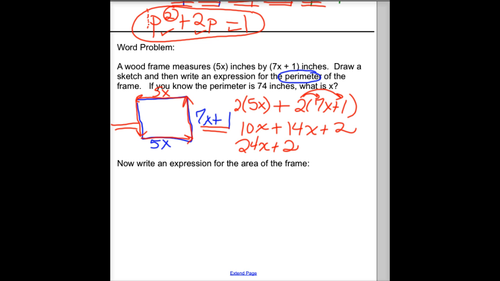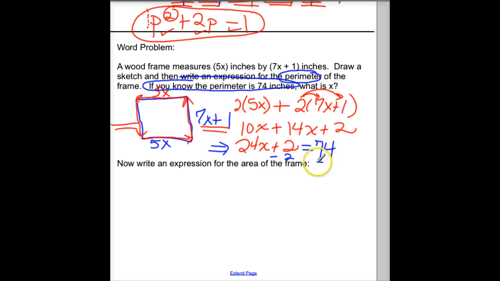It tells me what the perimeter is. It says it's 74 inches. So I know that when I take that expression, I need to set it equal to 74. How do I solve that? Well, see if you remember. Pause the video, finish that up, and then restart it.